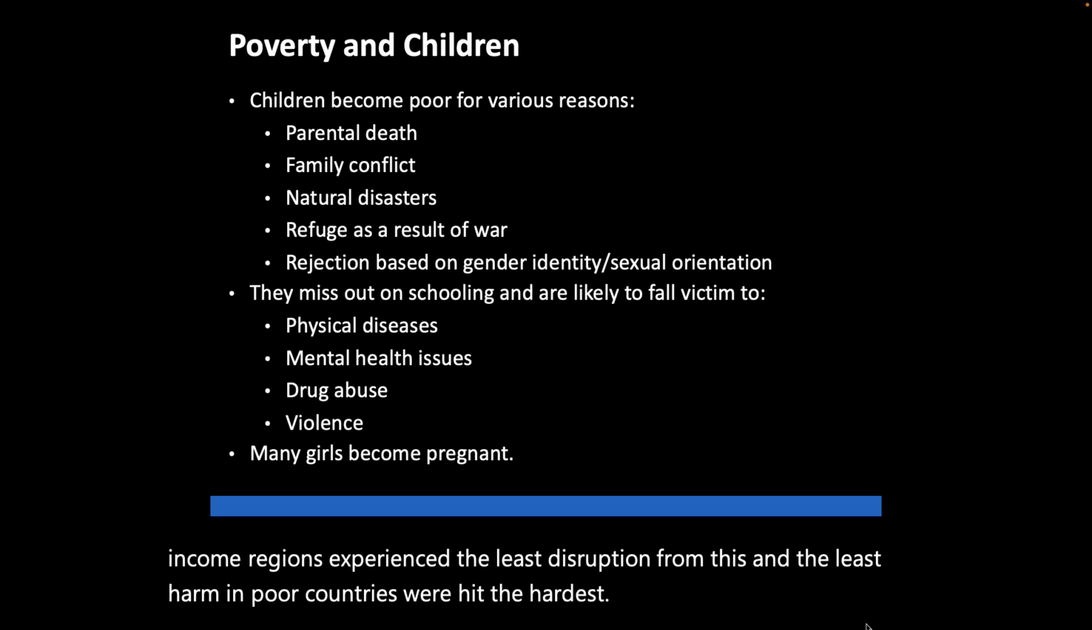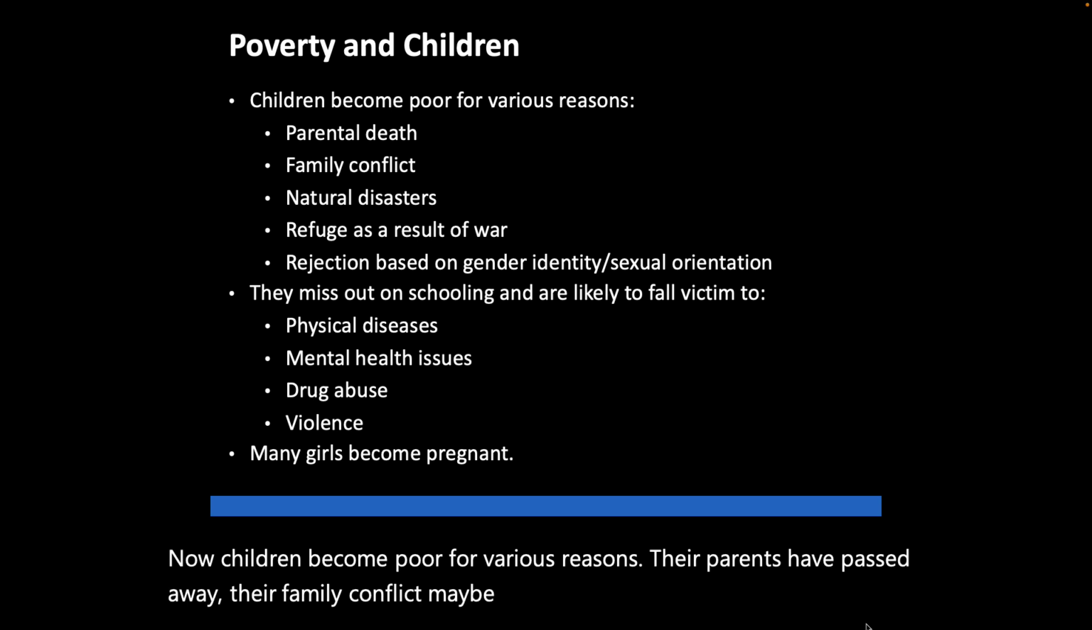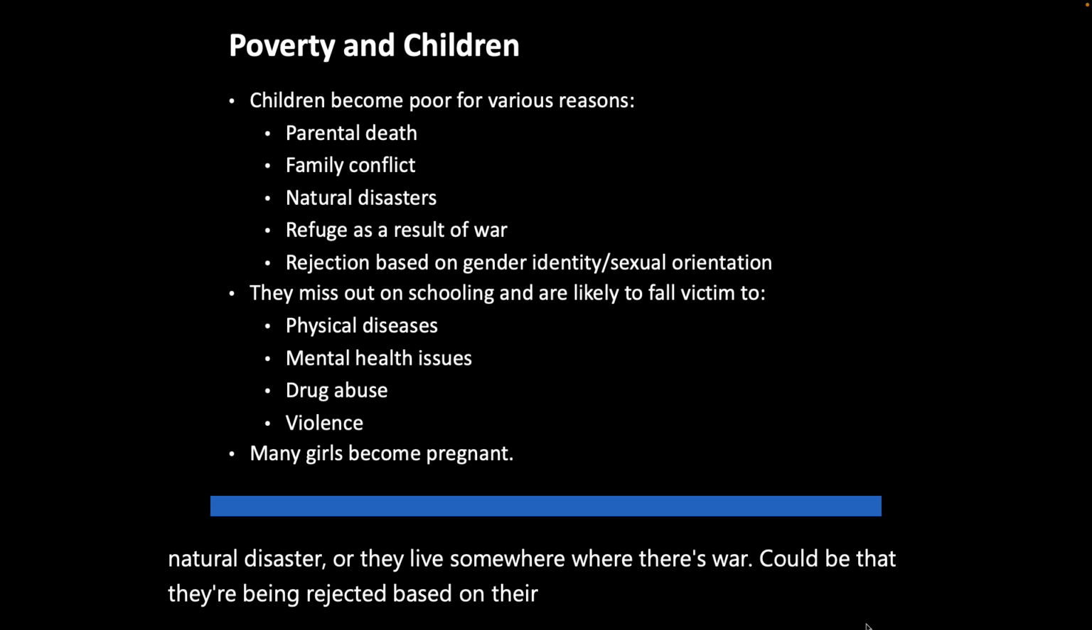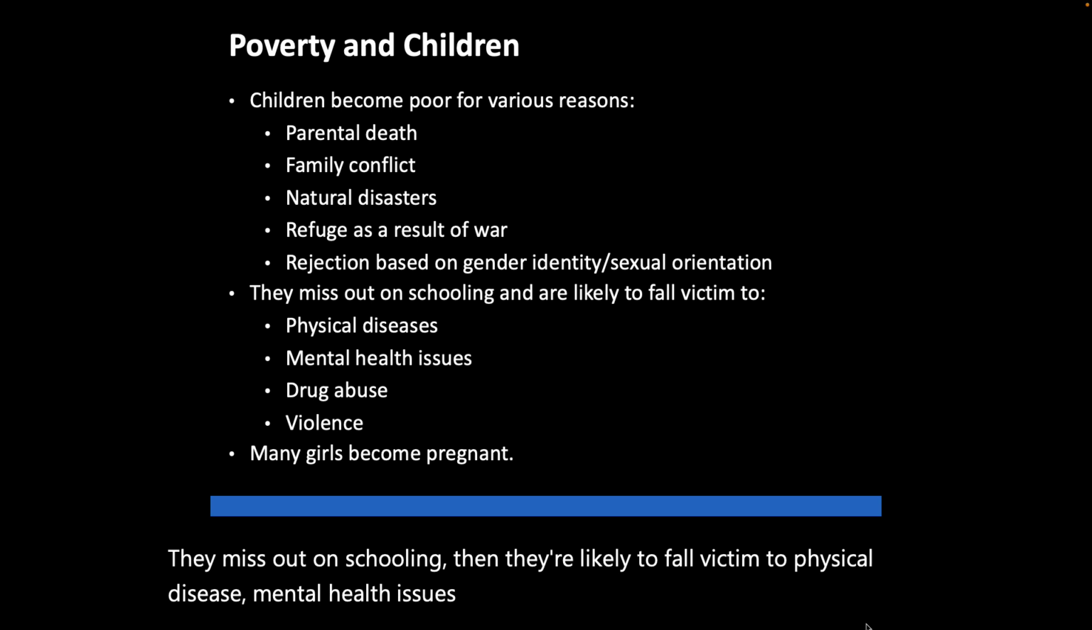Now, children become poor for various reasons. Their parents have passed away, there's family conflict, maybe they live somewhere where there was a natural disaster, or they live somewhere where there's war. It could be that they're being rejected based on their identity. And they miss out on schooling then and are likely to fall victim to physical disease, mental health issues, drug abuse, and violence. And many girls also become pregnant.